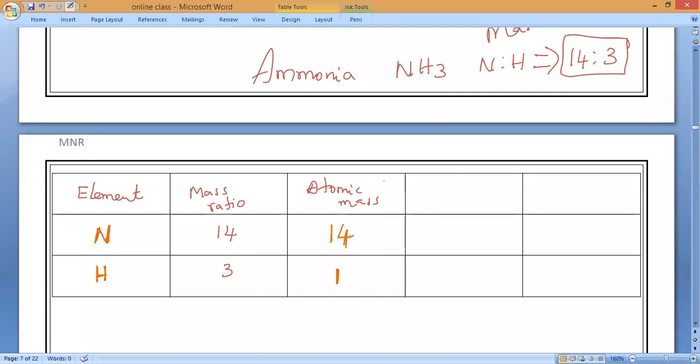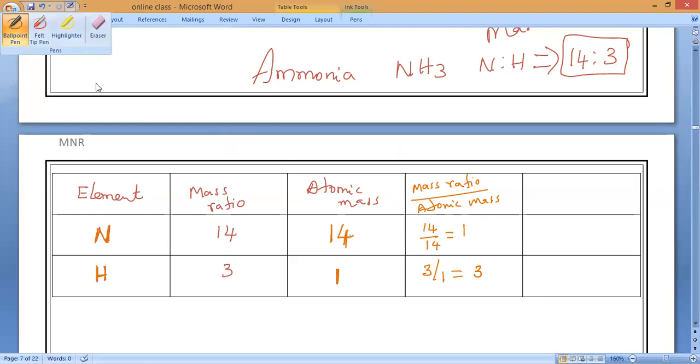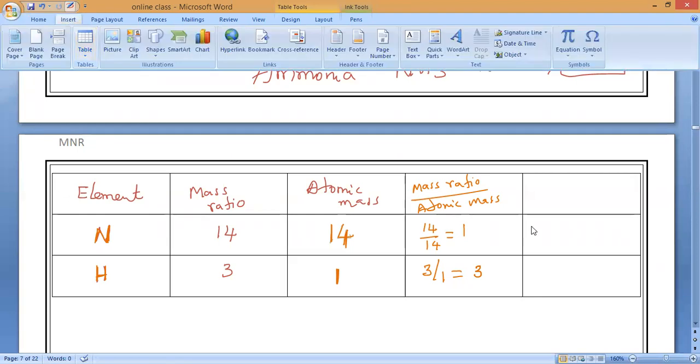Mass ratio divided by atomic mass. Mass ratio by atomic mass. Here, 1 and 3 are the mass ratio, and atomic mass. What will come here? 14 by 14, which is equal to 1. Now here, 3 by 1, which is equal to 3. Okay. Now for your convenience, I am trying to insert one more column.